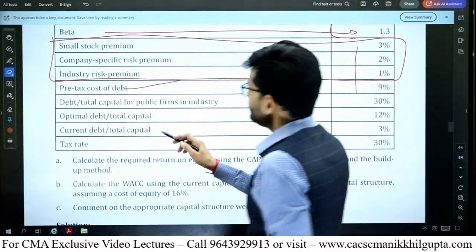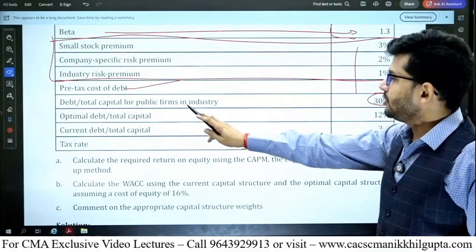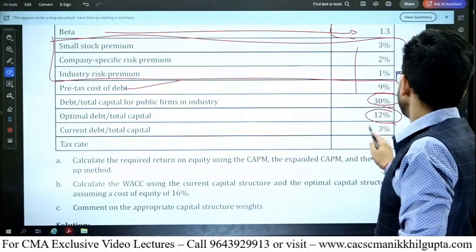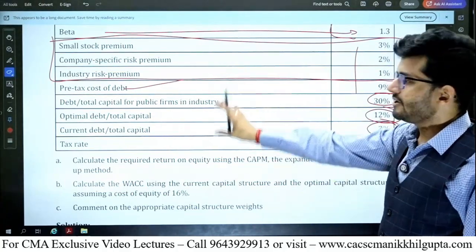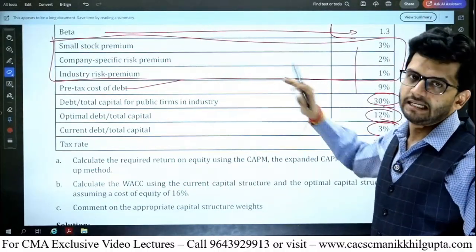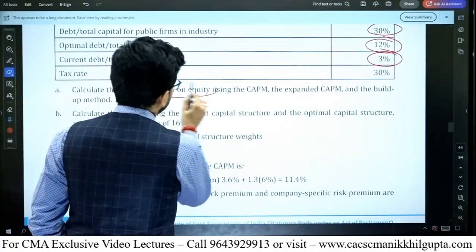Pre-tax cost of debt is given to you. Debt to total capital, the industry norm, is given to you. Optimal debt to total capital is given to you, and the current debt to total capital is given to you. The debt to capital ratio of the industry, as well as what should have been there and what is currently there, all three are given to you. Tax rate is also given to you. Calculate the required return on equity.